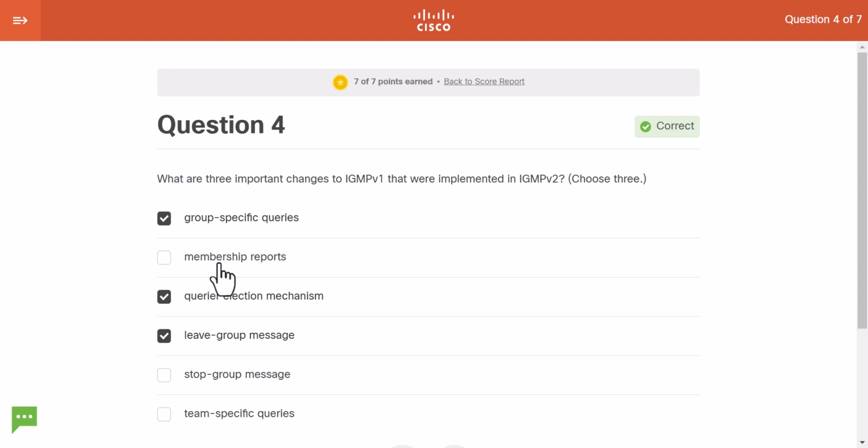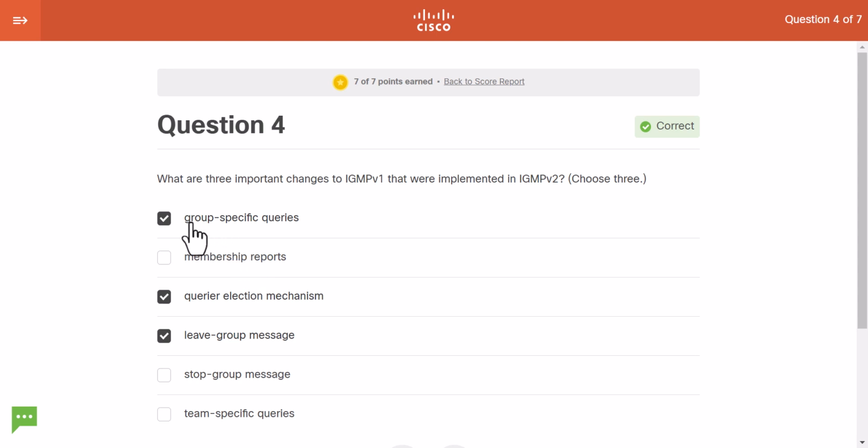The idea is the router would send a query to all hosts on the network, to all computers, right? Asking, hey, which multicast groups do you want to listen to, right? And they would respond with these membership reports. So this is just there. It was there from version 1 and used all over.